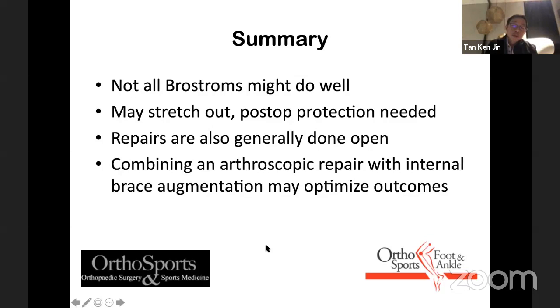So in summary, a Brostrom is a good procedure, but not all Brostroms may do well. There are also some limitations in the rehabilitation and return to sport. Brostroms also tend to still be done generally with open surgery. And I think one way to advance ligament repair is not only to do it arthroscopically, but also to do an arthroscopic repair with an internal brace augmentation.